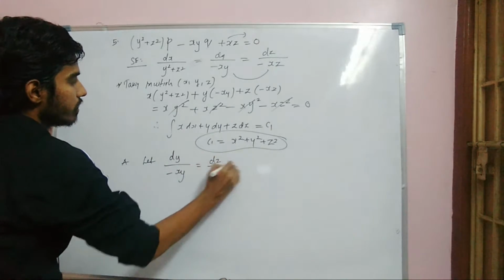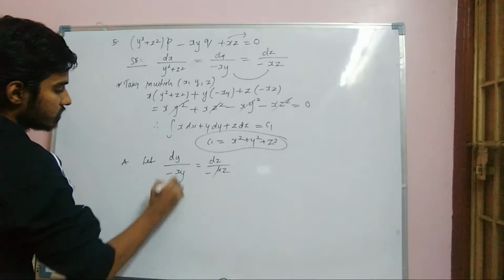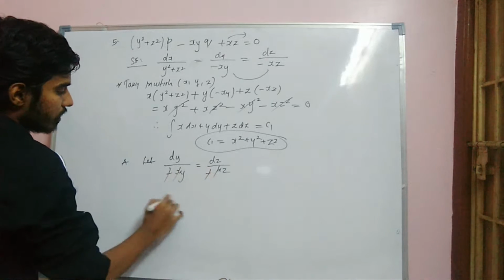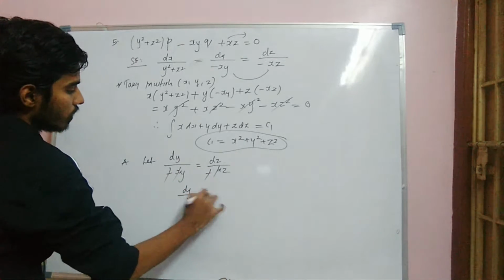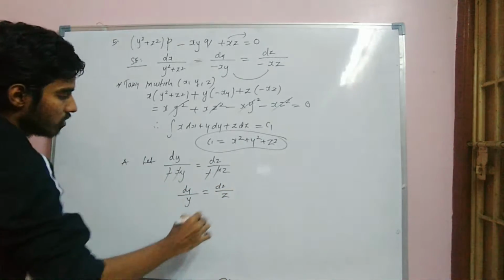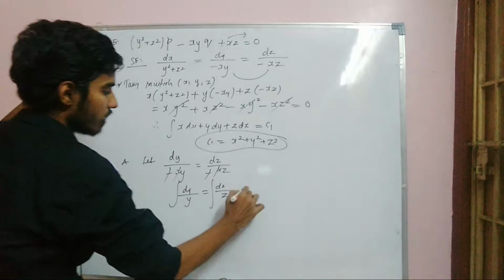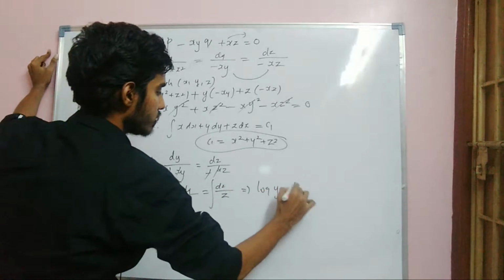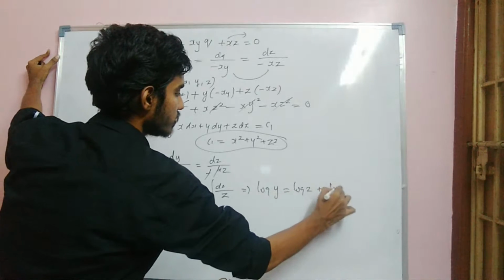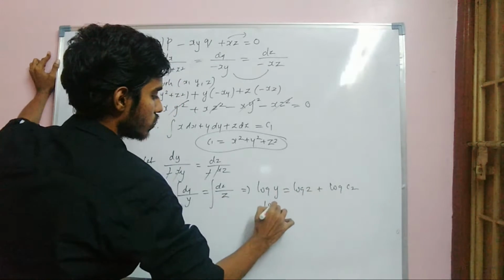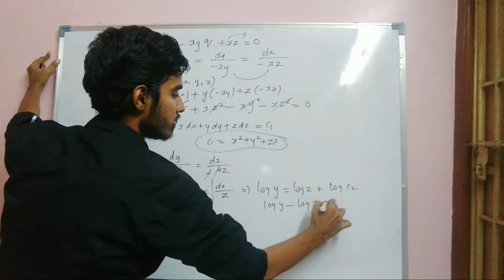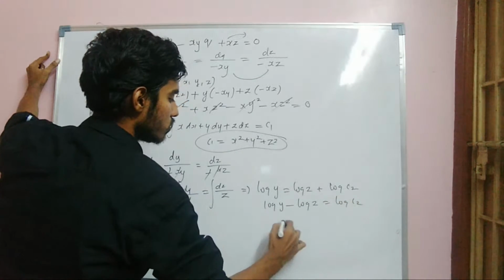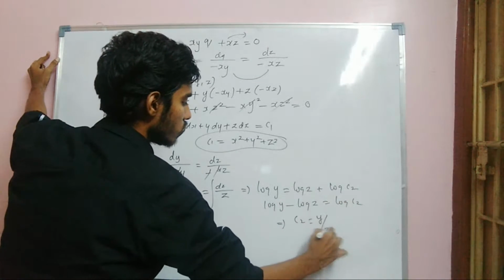So dz divided by minus xz. So x will get cancelled. So minus minus will get cancelled. So we have dy by y is equal to dz by z. So if I integrate this, we will have log y is equal to log z plus log c2. So log y minus log z is equal to log c2. So that means c2 is equal to y by z.